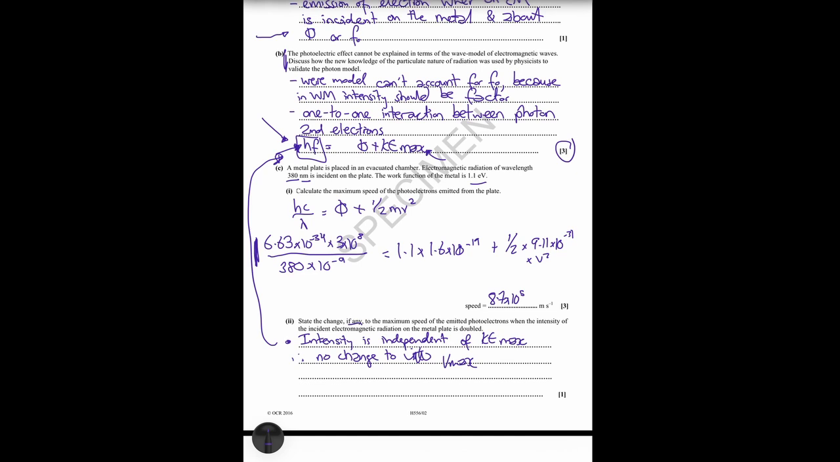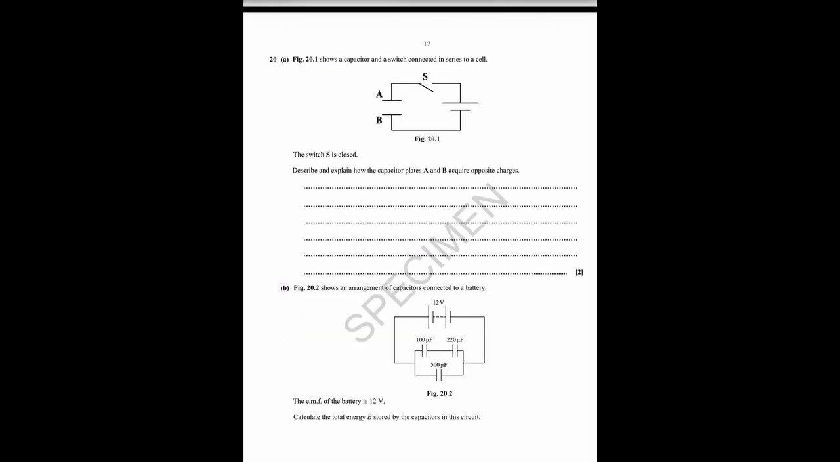Okay, there we go. So I think this is a pretty standard question: do you understand what capacitors are and how they work? So describe and explain how capacitors A and B acquire opposite charges. Basically I know that here's the cell, so when the switch is closed, which way are the electrons going to move around the circuit? Well, I know that this side is positive, this side is negative, and the conventional current goes positive to negative, so the electrons are going to go negative to positive. So the electrons will be going this way around the circuit. So I'll say electrons move clockwise around the circuit.